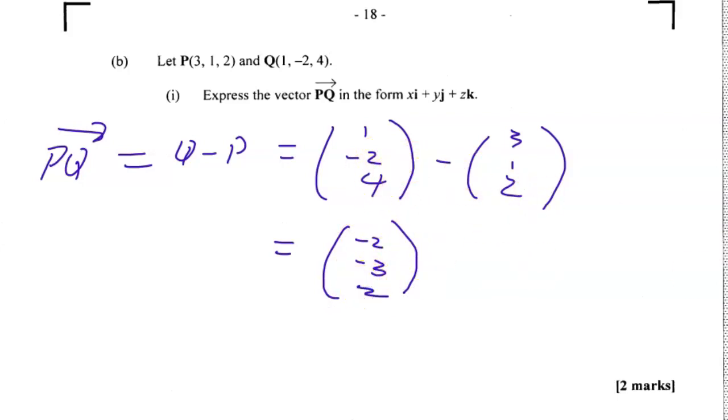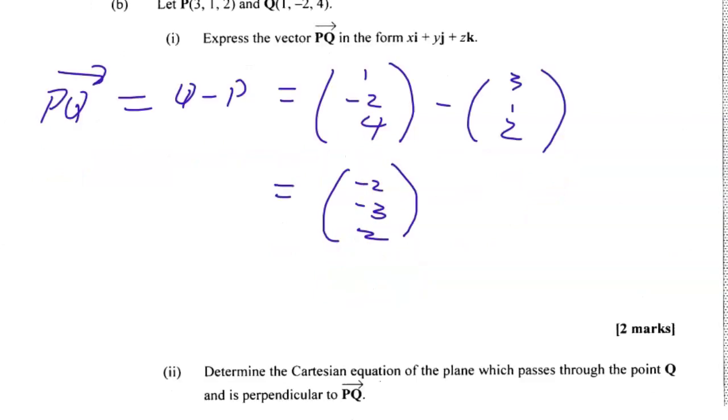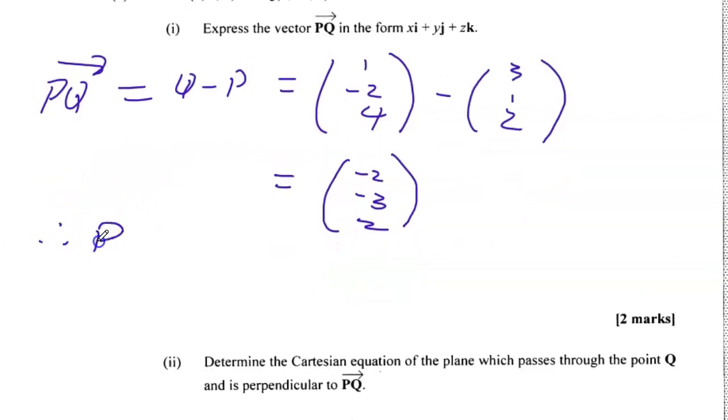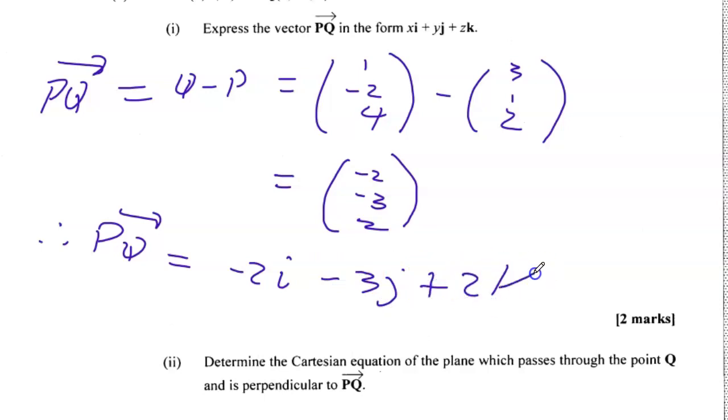So in the form ijk, this means therefore that PQ is equal to -2i - 3j + 2k.